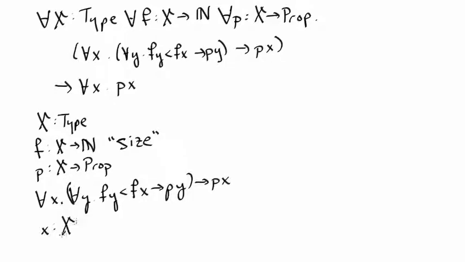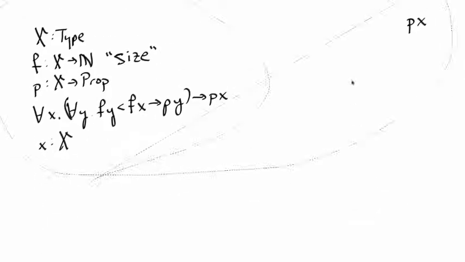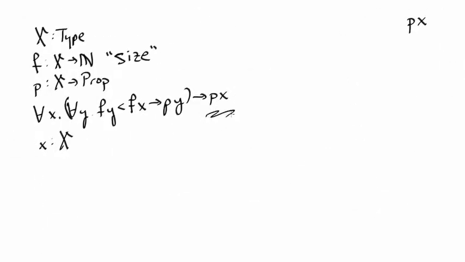Let little x be an element of type big X. We need to prove px. Note that our single assumption gives us a way of proving px. So we apply the assumption, and now we need to prove for all y smaller than x, py.